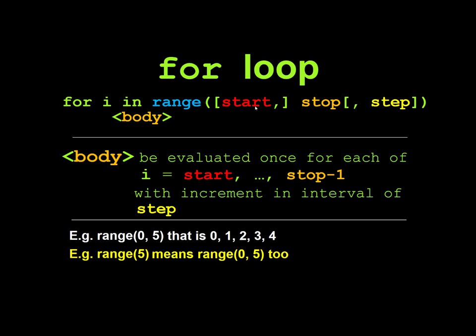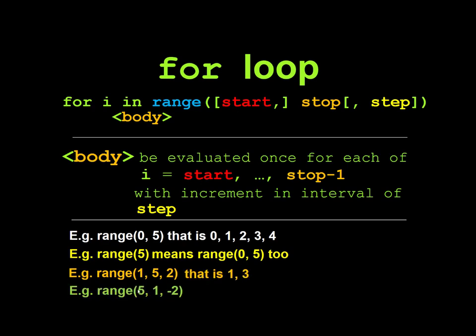The start is 0 by default, and the step is 1 by default. Range 5 means the same as range 0, 5, that is 0, 1, 2, 3, 4. Next example: range 1, 5, 2. So we spell out start as 1, stop as 5, step as 2. This means you start at 1, you end before 5, with an increment of 2. So you only get 1 and 3.